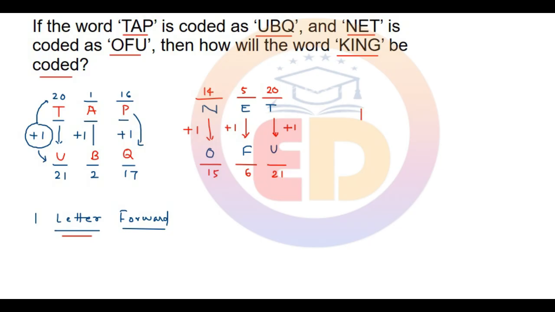They are asking the code of KING. Let's first find out their numbers. K is alphabet numbered 11. I is number 9. N is 14. And G is 7.